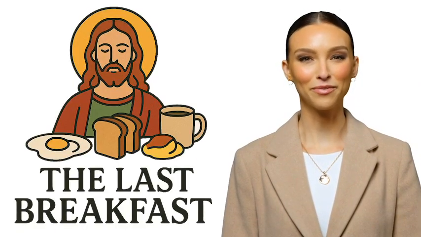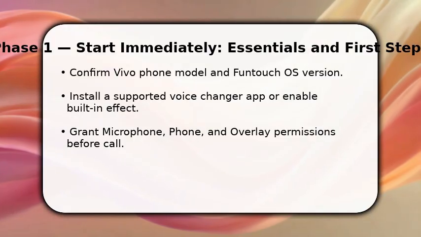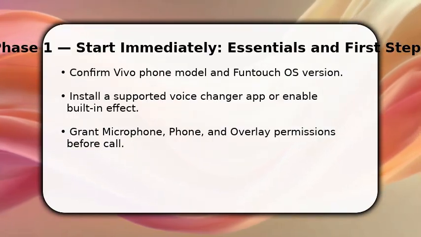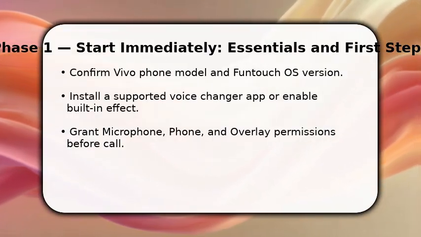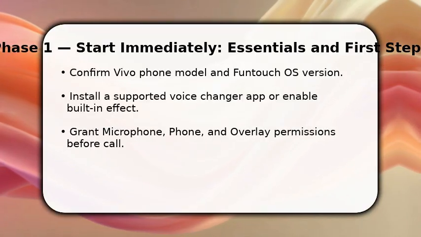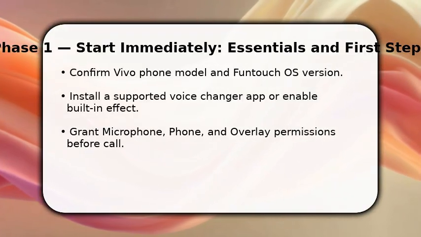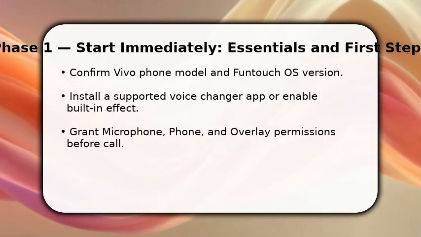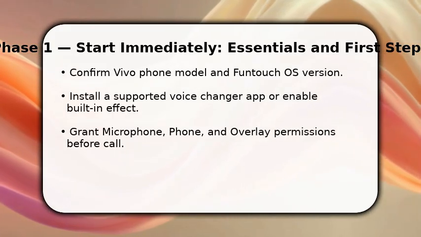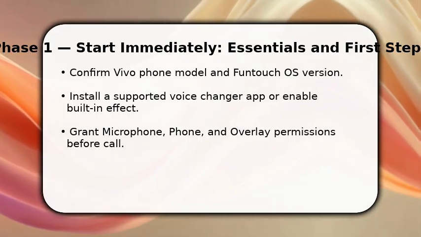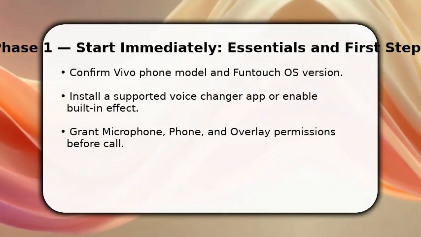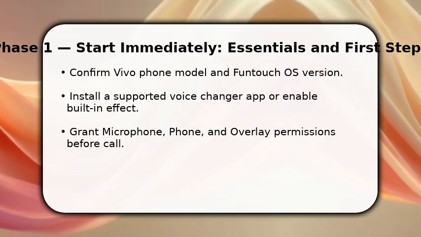Please enjoy the video. You begin by confirming your Vivo model and FunTouch OS. This matters because not every device supports call-level audio routing. Once done, install a reputable voice changer app or enable Vivo's built-in voice effects in settings. Make sure to grant microphone, phone, and draw over permissions so the app can intercept audio during calls.